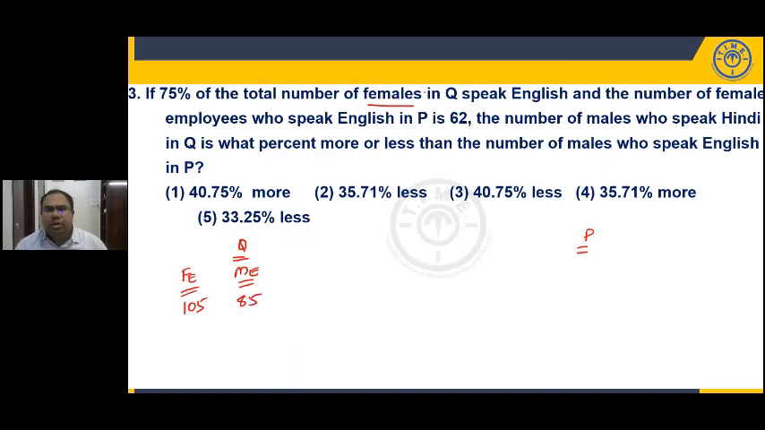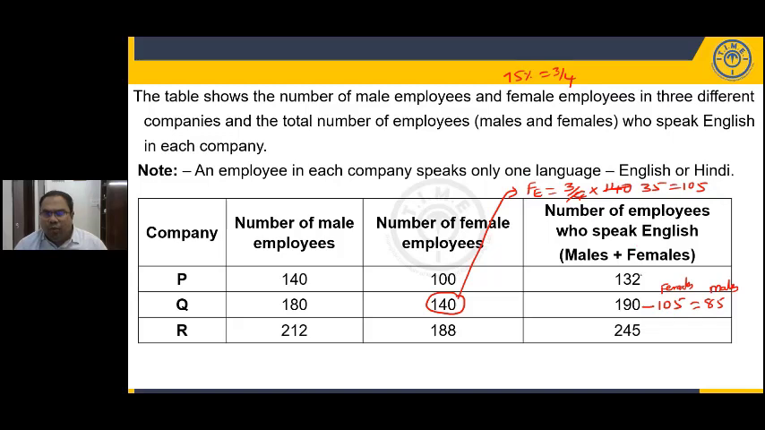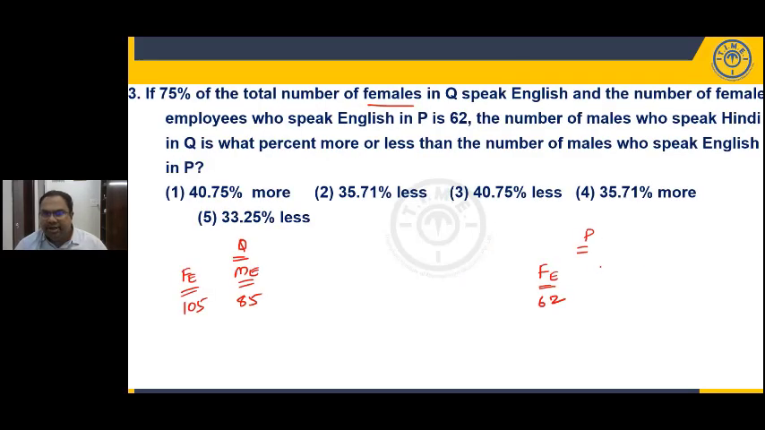The number of females who speak English in P is 62. Look at P, 132 total. So 62 are females, and 132 minus 62, 70 are males. Males English is 70.